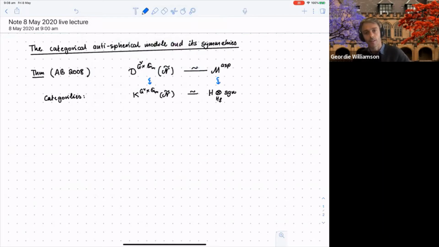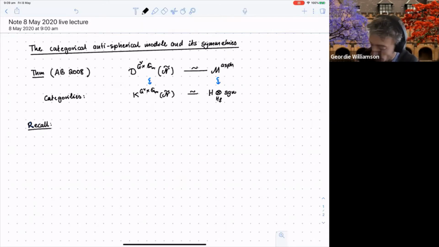And as I've said before, this isomorphism of vector spaces is very simple. You can establish it in a few lines, whereas this equivalence of triangulated categories is rather deep. And last time we spent a lot of time discussing the Hecke category and the definition that we will use. We're now in the wonderful position that I can't explain the proof of this theorem, but we will be able to say in detail what the statement of the theorem is, which we haven't been able to do properly for several weeks now.